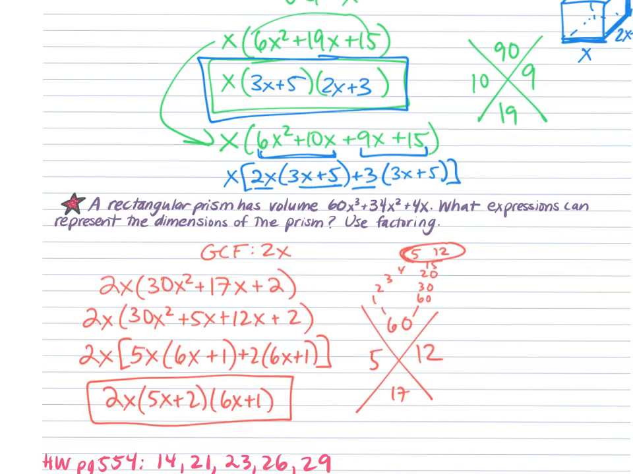All right, hopefully you got this as your answer. The GCF was 2x, right? They all were even, and they also each had an x. So once you pulled that out, you're left with this. 30 times 2 is 60. 5 times 12 is 60 and adds to 17. So these split up, factored by grouping here. And then we got this as our answer.